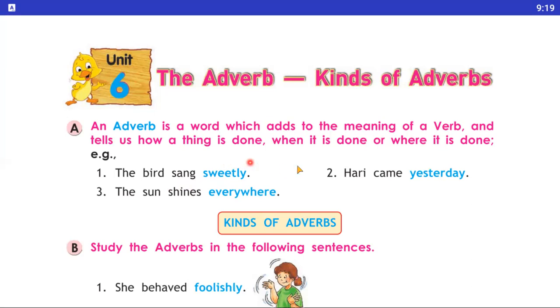In the second sentence, Hari came yesterday. Check, it shows when an action is done. Action कब हुआ है? Okay. In the third sentence, the sun shines everywhere. So here where an action is done. अब इस सेंटेंस में हमको पता चल रहा है कि एक्शन कहाँ पर डन हुआ है. So where does the sun shine? The answer is here, the sun shines everywhere. So we get the answer. Okay, so the adverb in this sentence is everywhere.